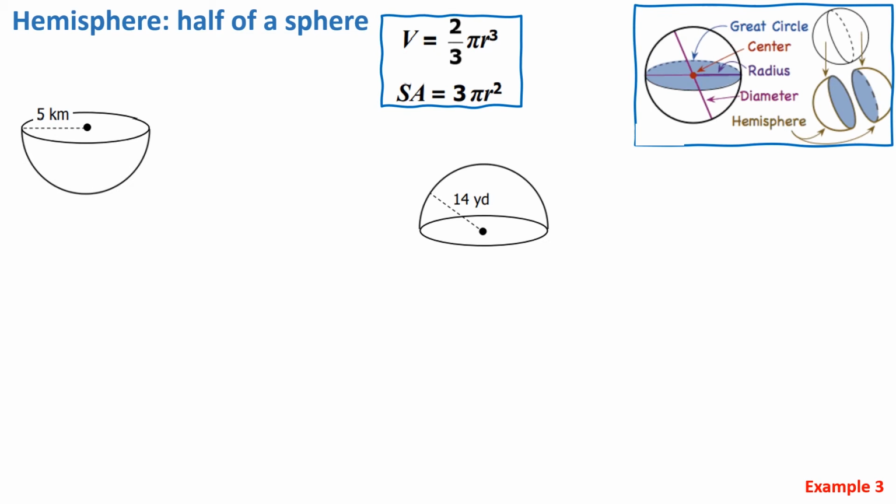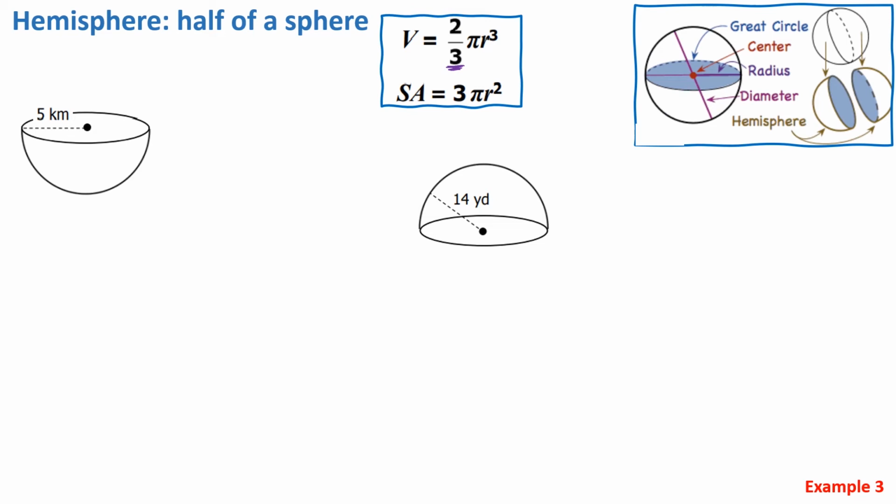Now we're looking at finding the surface area and volume of a hemisphere. And a hemisphere is basically half of a sphere. And if you look at the formulas here, remember the volume of a sphere was 4/3 pi r cubed. So the volume of a hemisphere is 2/3 pi r cubed. So we just took half of that 4/3 and made it 2/3.